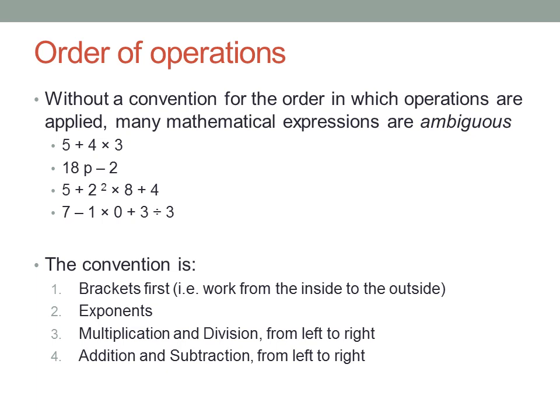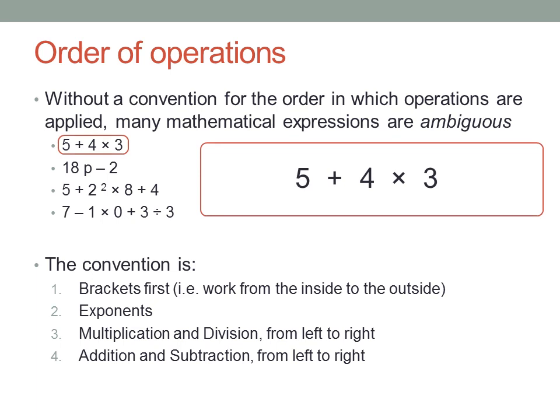I'm going to say it again. This convention for the order of operations always applies. So in the first example here, 5 plus 4 times 3, we do the times first, not the add. 4 times 3 is 12, so it's 5 plus 12, which is 17. 18p minus 2. Well, I can't actually evaluate this one because I don't have a value for p. But I do know that the multiplication gets done first. It's 18 times p minus 2.